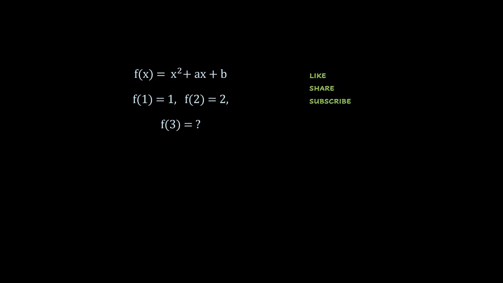In this video, we'll solve a function problem. A function is given: f(x) equals x squared plus ax plus b. Two functional values are given: f(1) equals 1 and f(2) equals 2. We need to find the value of f(3).